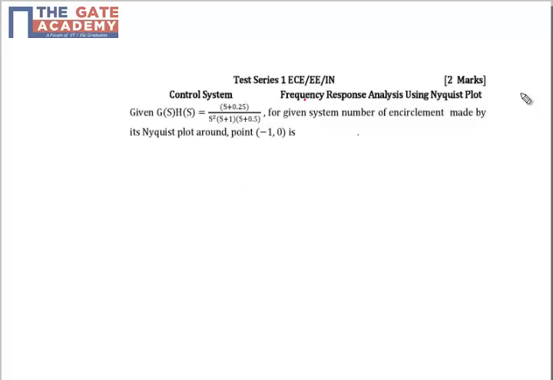Hello friends, this question is from test series number 1. Subject name is control system, topic name is frequency response analysis using Nyquist plot. It's a 2 marks problem.